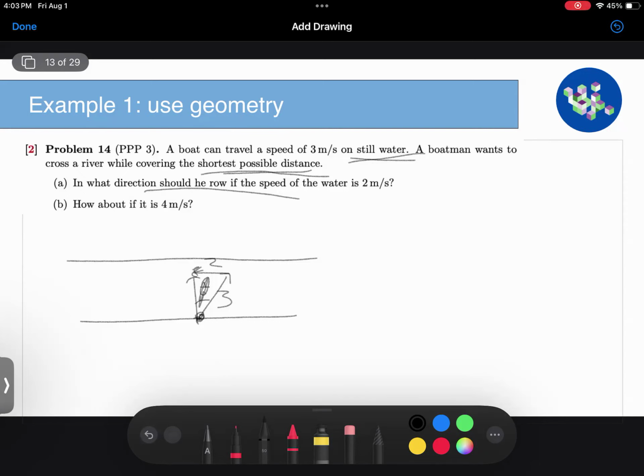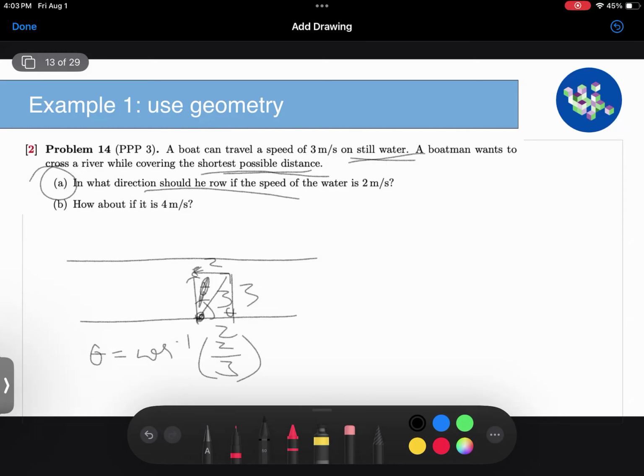Yes, we're defining theta with this angle, so we're getting theta equals cosine inverse. This will be 2, this will be 3, so theta equals cosine inverse of 2 over 3. That's your answer for part A. That's not too bad because the speed of the boat is faster than the speed of the water.